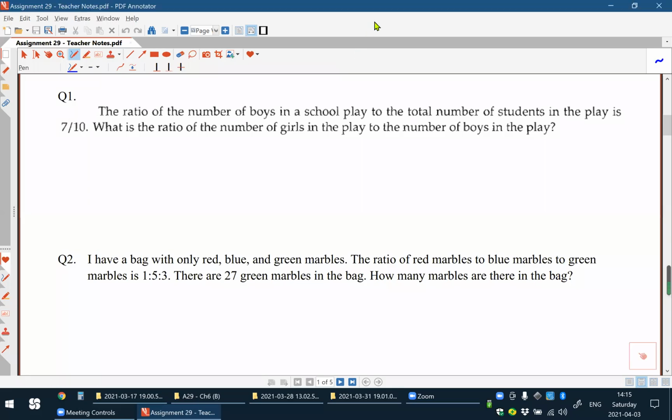Okay, question 1. The ratio of the number of boys in a school play to the total number of students in this play is 7 to 10. What is the ratio of the number of girls in the play to the number of boys in this play? Okay, so basically there are two methods to solve this question.